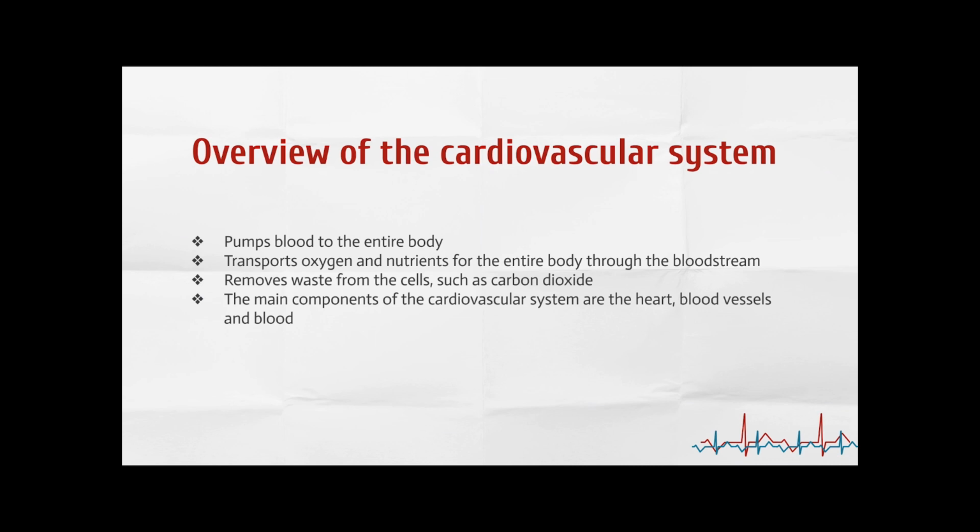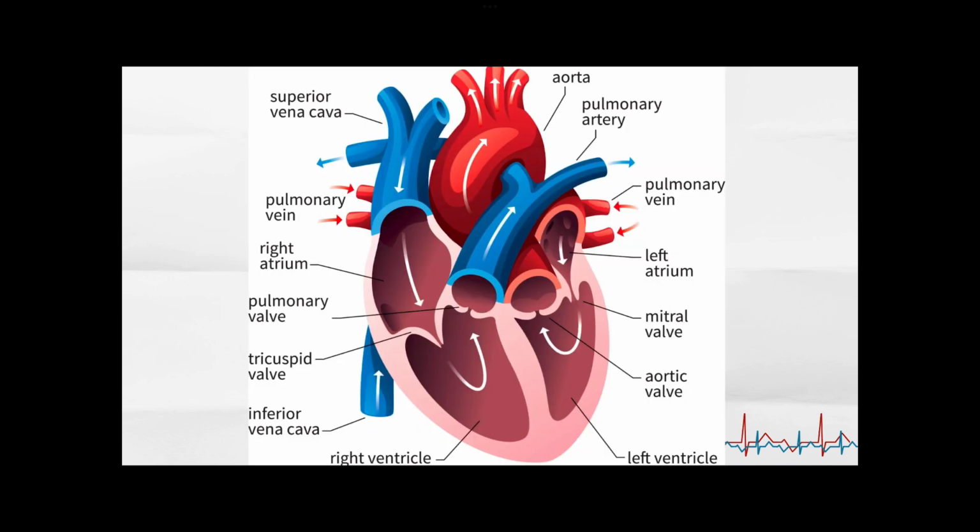So here's an anatomy picture of the heart. So basically, it's separated into four chambers. The atrium, which are the upper and smaller chambers, are responsible for receiving the incoming blood into the heart, and the ventricles, which are the bigger chambers in the lower area, are responsible for pumping blood out of the heart and taking it to the rest of the body.